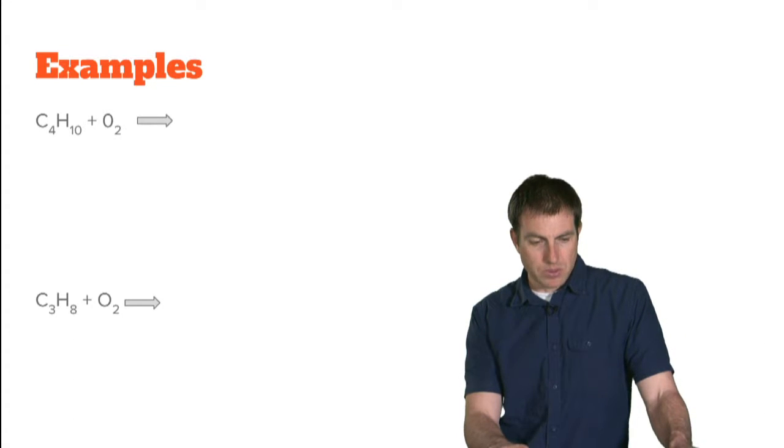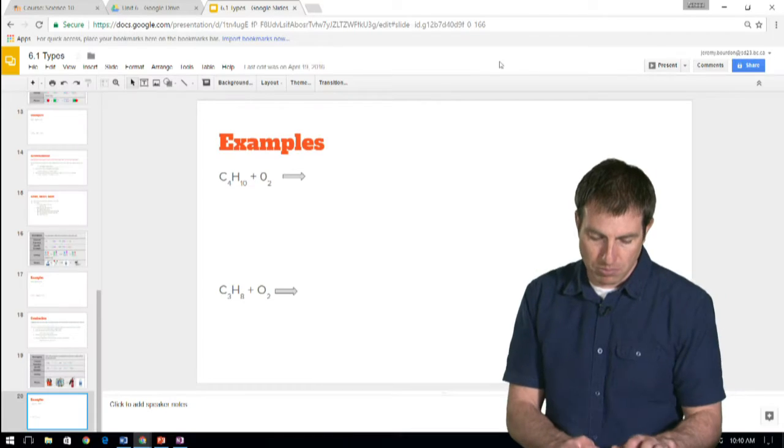Let's look at two examples of these. What do you think is going to be produced? Hydrocarbon, oxygen. We're going to end up with the same things.